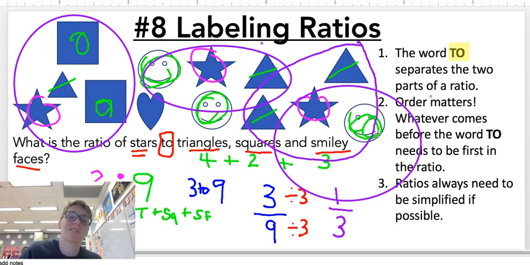So the ratio of stars to triangles, squares, and smiley faces is 3 to 9, but the correct, most amazing answer is 1 to 3. Have fun with this, Kipsters.